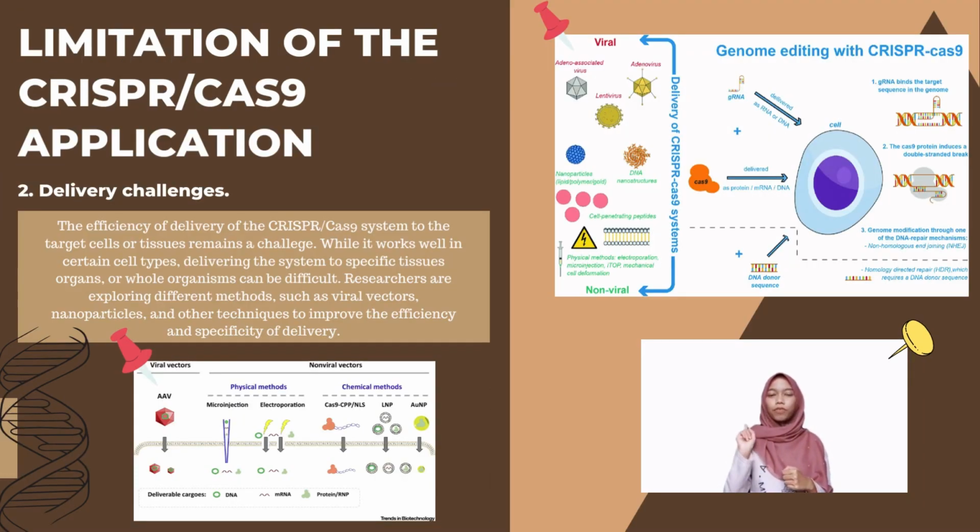The second limitation of CRISPR-Cas9 is the delivery challenge. The efficiency of delivery of the CRISPR-Cas9 system to the target cells or tissue remains a challenge. While it works well in certain cell types, delivering the system to specific tissues, organs, or whole organisms can be difficult. Researchers are exploring different methods such as viral vectors, nanoparticles, and other techniques to improve the efficiency and specificity of delivery.